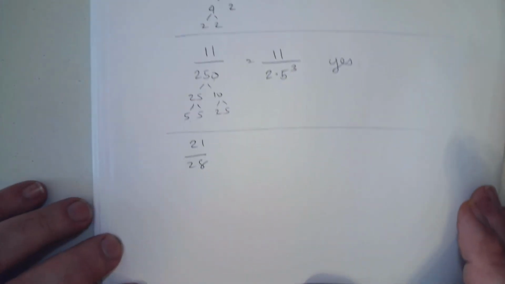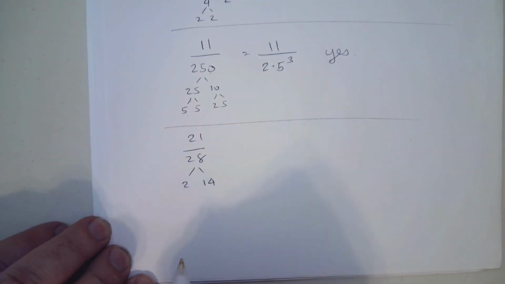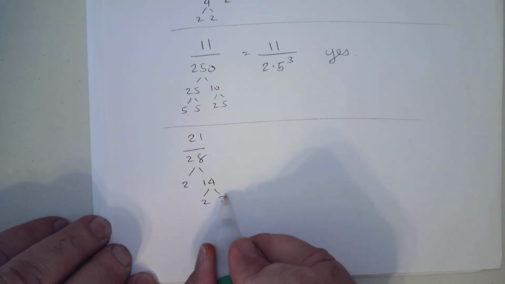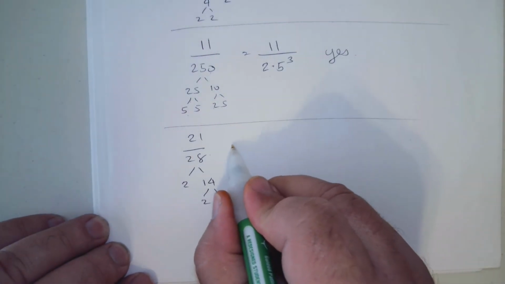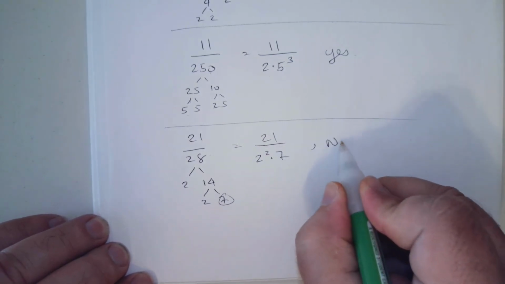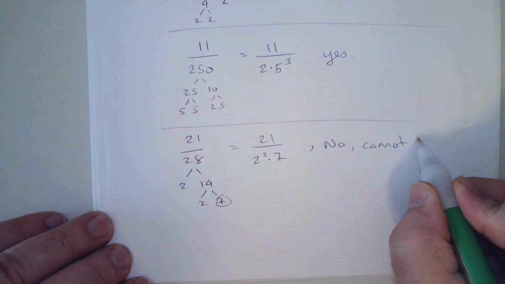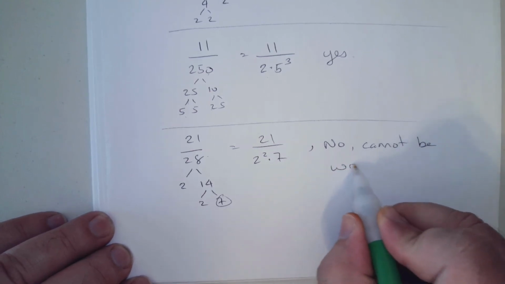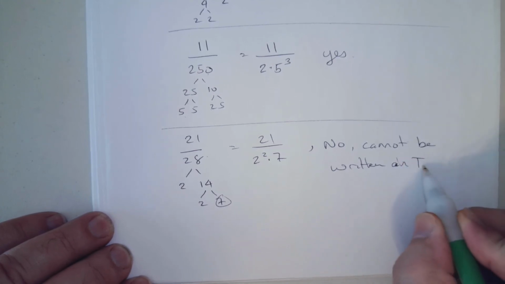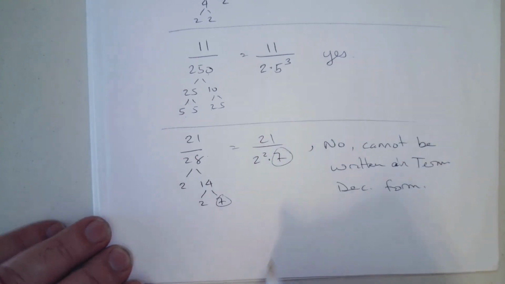21/28. Can that be written as a terminating decimal? Well, let's find out. 28, 2 times 14. 14 is 2 times 7. So we have 2 squared times 7. So no. Cannot be written in terminating decimal form because of that 7.